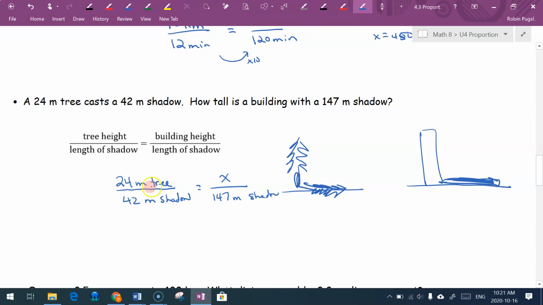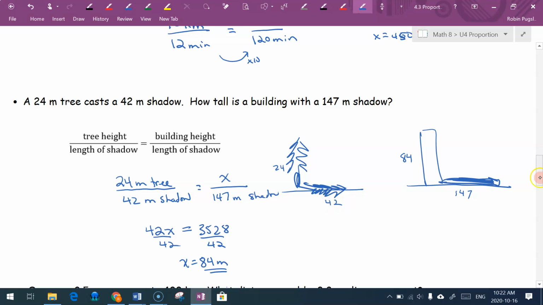So I'm going to ignore the meters, ignore the words shadows and trees. Those just keep me organized, making sure my units all match up. I have them there, but now when I go to do the math, cross multiplication, I'm going to take the x and multiply it by the 42. I'm going to make that equal to the 24 multiplied by the 147. Now I'm going to divide both sides by 42. And I'm going to get that x is 84 meters. We now know that is the height of the building. This is 84. 84 as compared to 147 is equivalent to 24 as compared to 42.